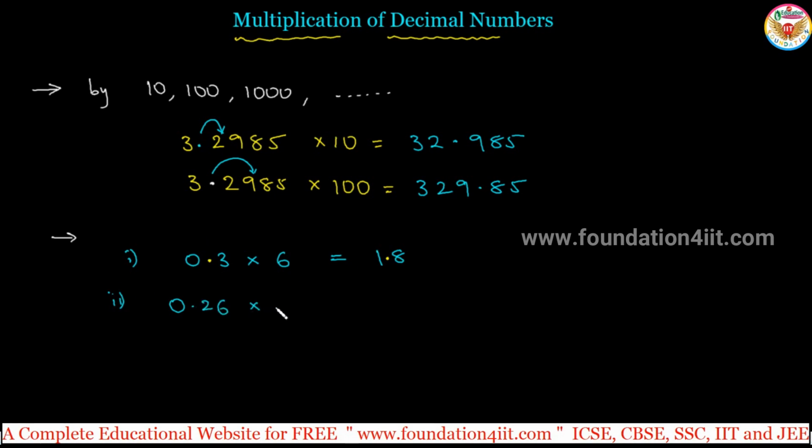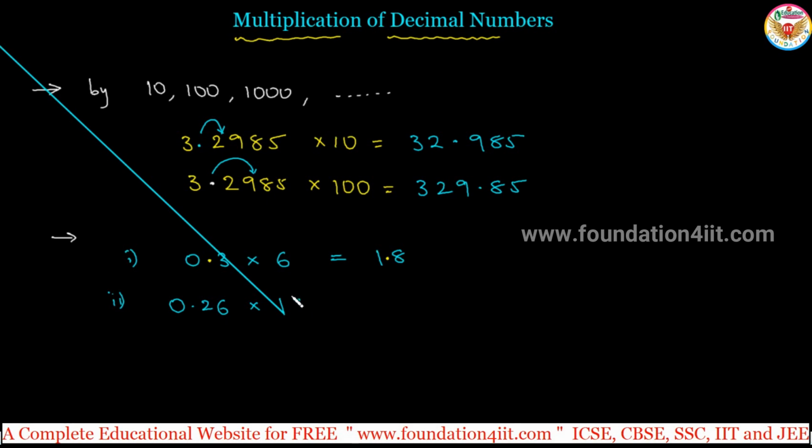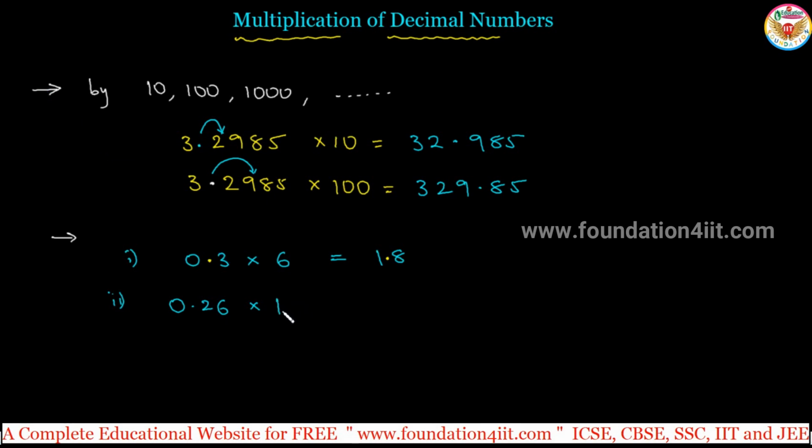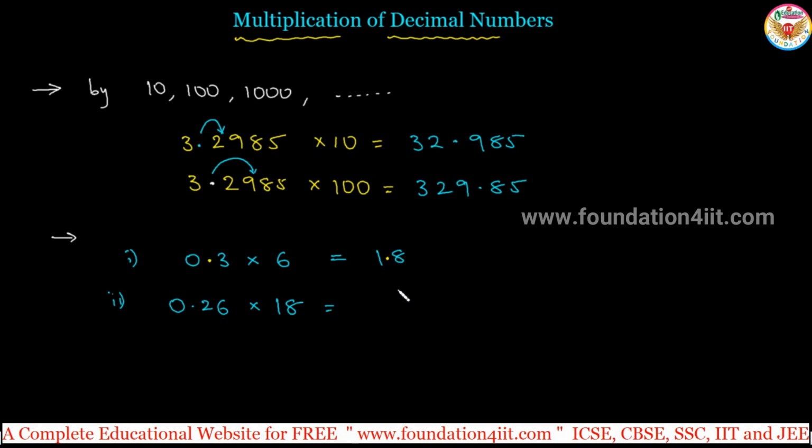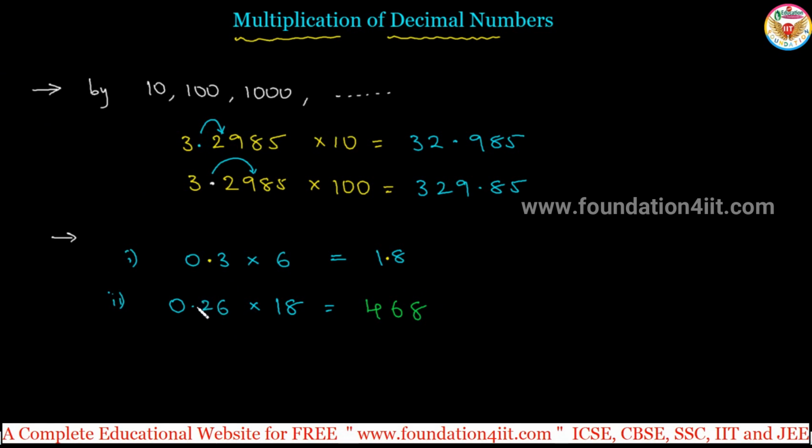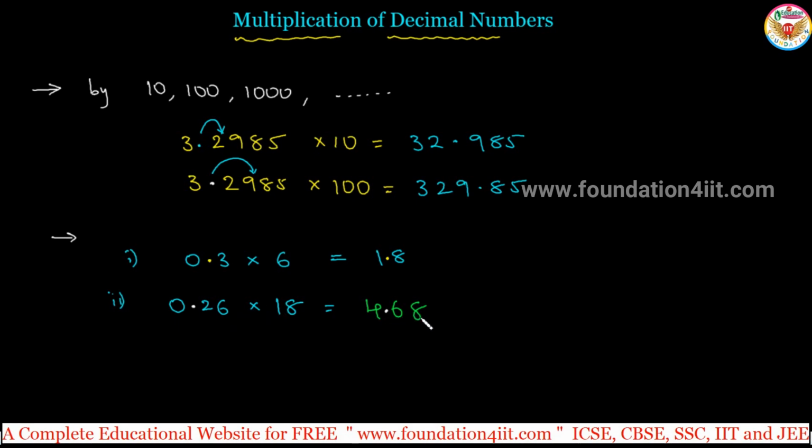Let us take 0.26 multiplied by 18. So here, without considering the point, 26 multiplied by 18 is 468. Then after the point we have two decimal places. So from the right side you leave two decimal places and keep the point. So 0.26 into 18 is 4.68.